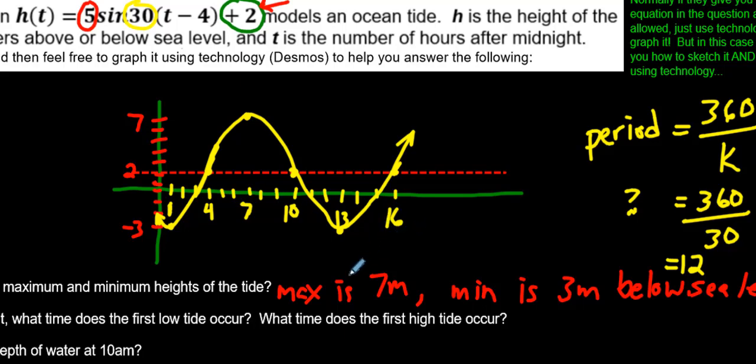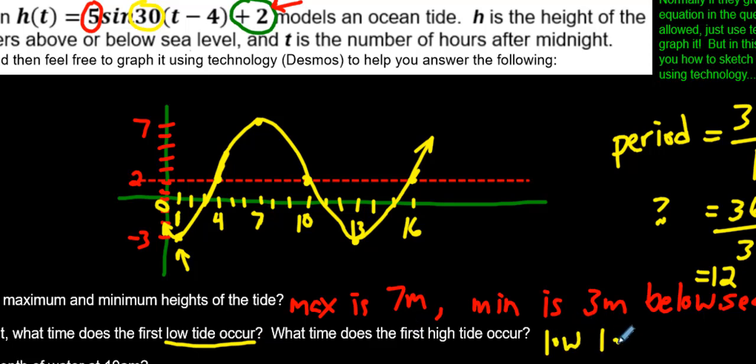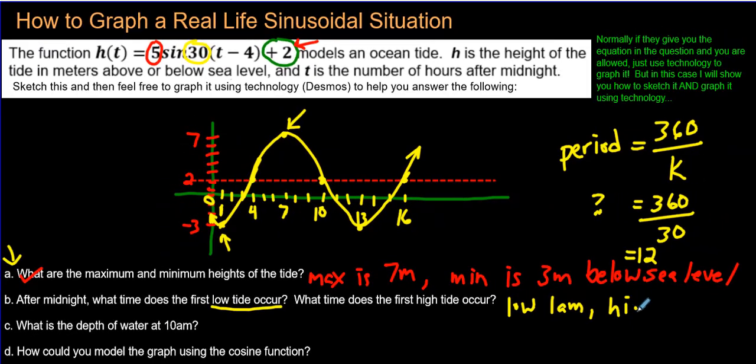And now we can answer the question down below. It says, after midnight, what time does the first low tide occur? Okay, midnight is at 0 right there. At 1 in the morning, we can see that it hits the lowest point right there. So that would be low. The low tide is 1 a.m. Okay, what about the first high tide? The first high tide occurs right up here at this spot. And at what time in the morning is that? 7 a.m. So the high tide is at 7 a.m.